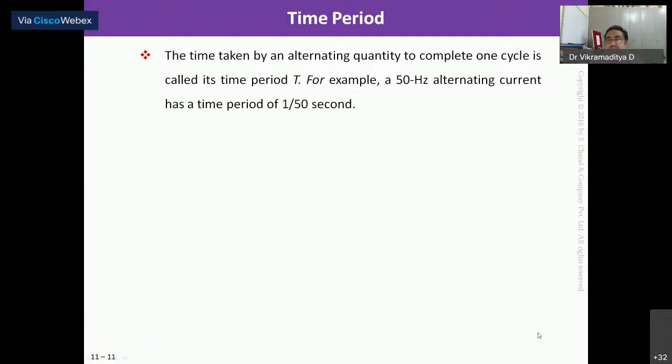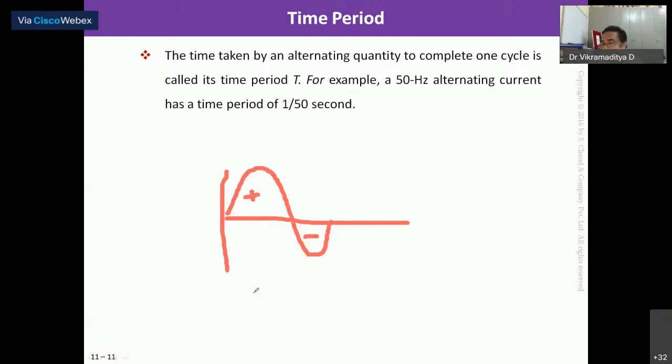Now we come to time. The time is just the reverse of the frequency. What do you mean by time? The time taken by an alternating quantity to complete one cycle. Now this is a sinusoidal waveform. This is a positive part and this is the negative part. So it is completing one cycle. How much time is being taken? Suppose the time taken is T, capital T, then this capital T is known as the time period of the given waveform.